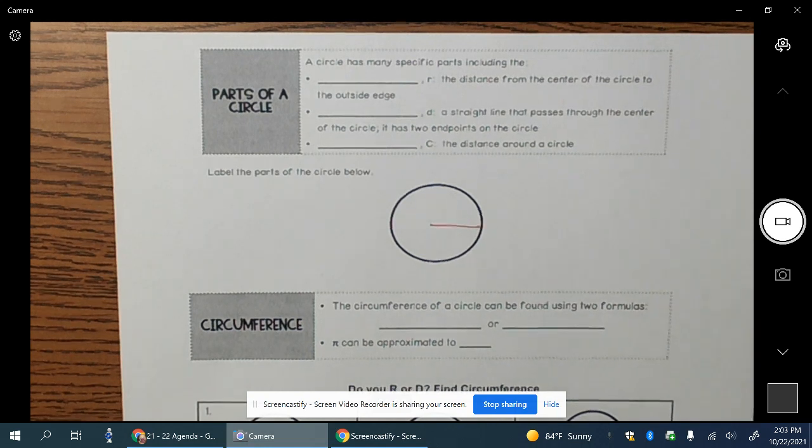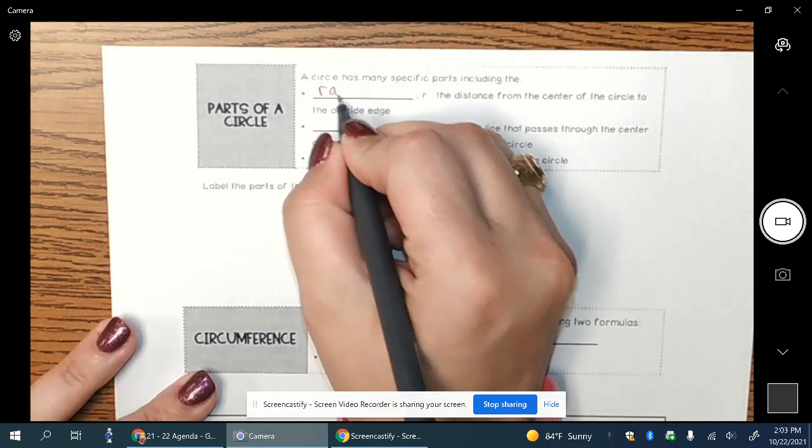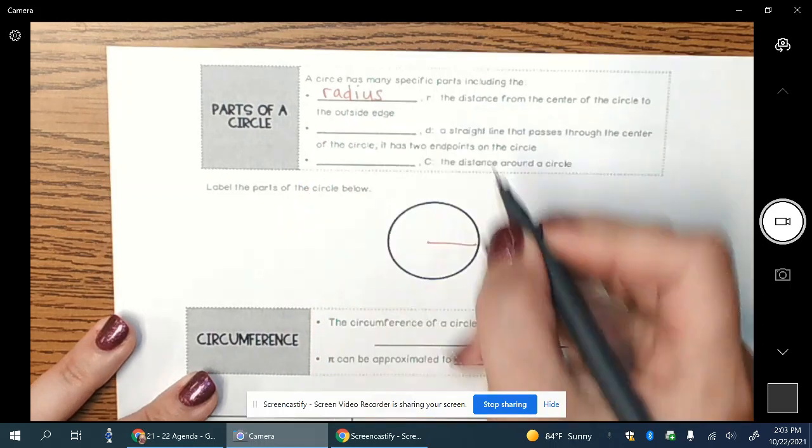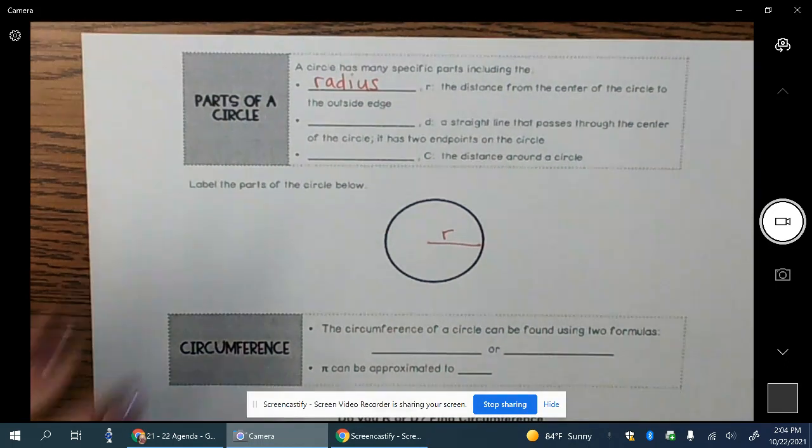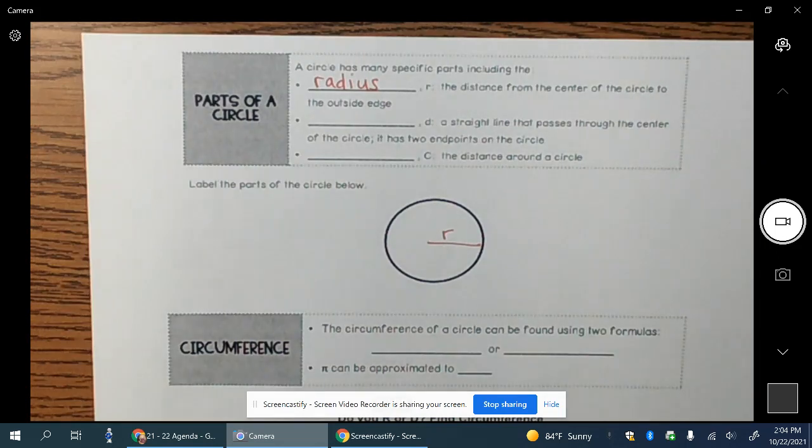So the part that goes from the center to the edge is called the radius. How do you spell that? Okay. R-A-D-I-U-S. So radius goes from the center out. Radius is very important. It's going to be the most important thing. If you look up there at that poster for cylinders, radius is there, diameter is not.